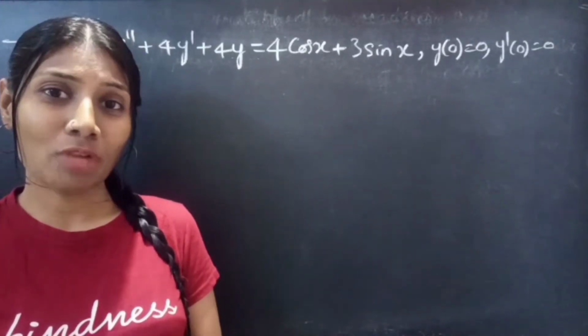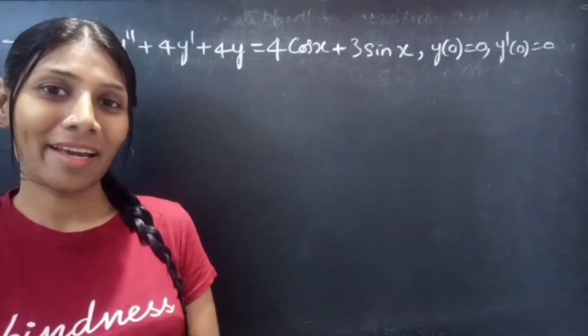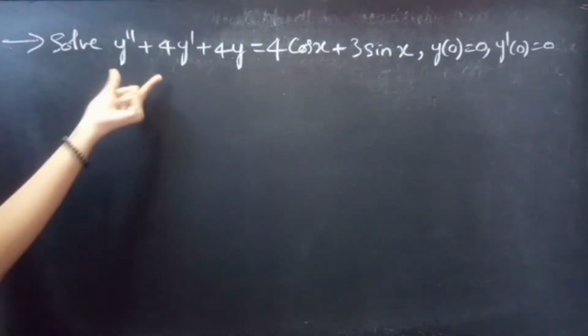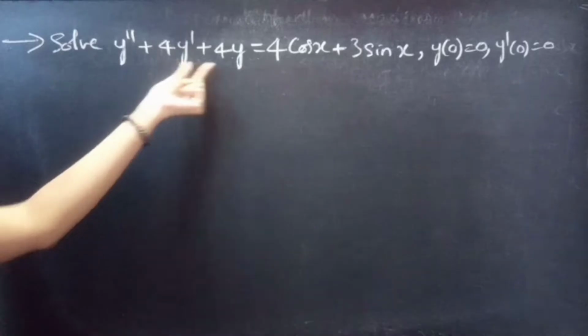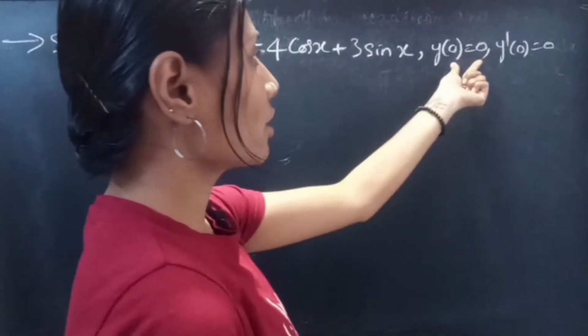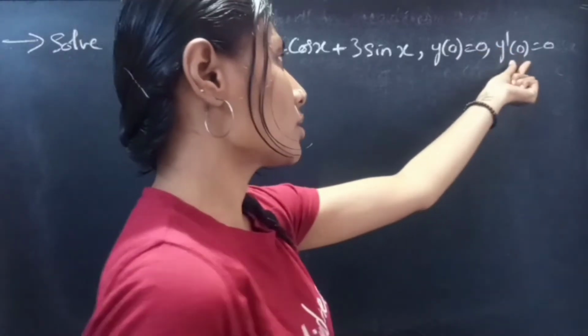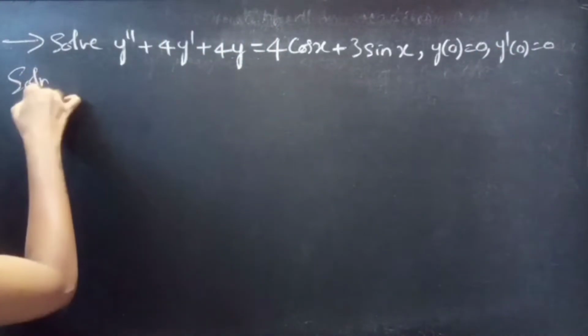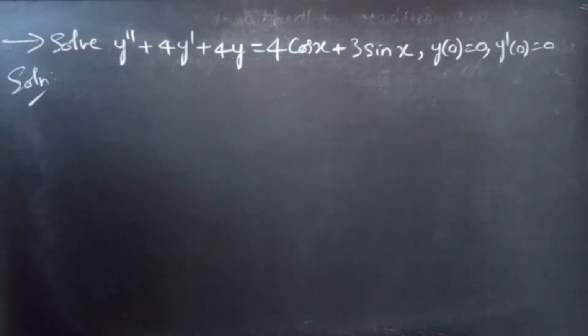In this video, we are going to solve a differential equation from higher order linear differential equations. So let's get going. Problem: solve y'' + 4y' + 4y = 4 cos x + 3 sin x. We are given initial conditions: y(0) = 0, y'(0) = 0. Solution: firstly, let's find the order and degree of the given differential equation.